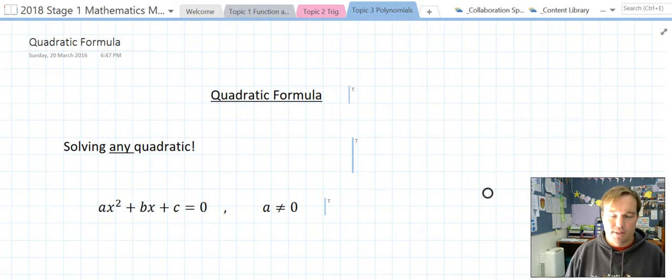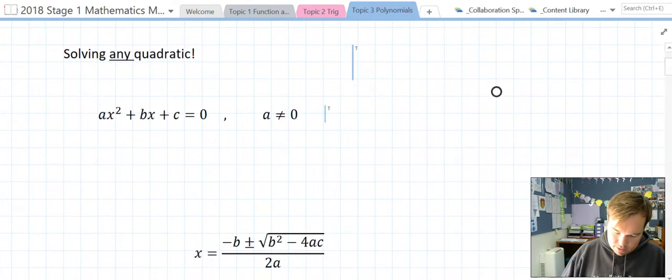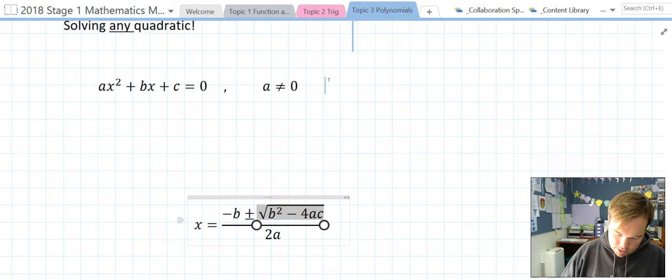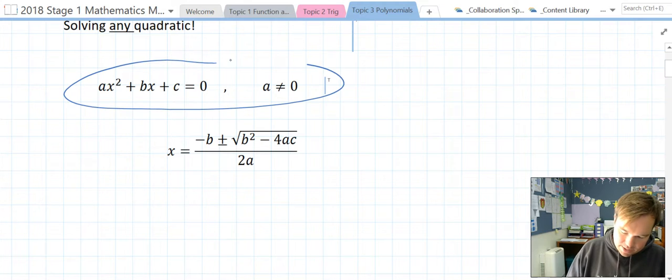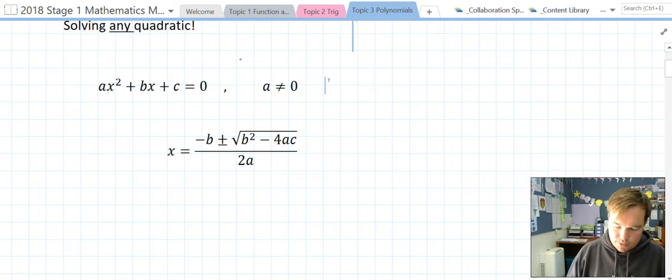Welcome to the video on the quadratic formula, which is used for solving any quadratic and is really quite a lot simpler than completing the square. When you have a quadratic in this form, where a is not equal to 0, the solutions to it are given by that equation, and you simply sub the numbers in. And you should have seen that in Year 10.